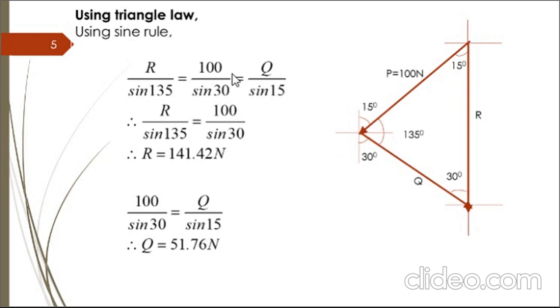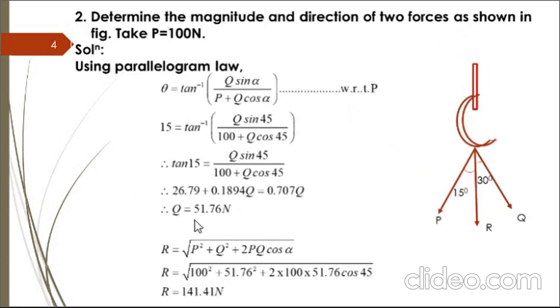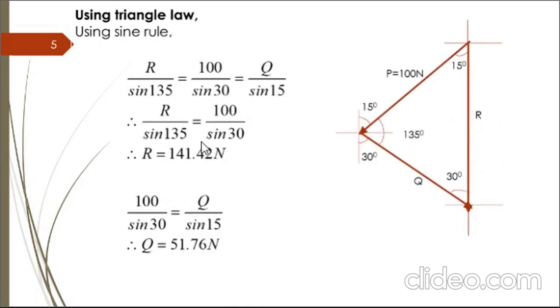Then equating the second and third ratio, 100 divided by sine 30 is equal to Q divided by sine of 15, we get Q as 51.76, which are the same as we have determined in case of the parallelogram law also, that is R 141 and Q 51. So here also R is 141 point and Q is 51 point.